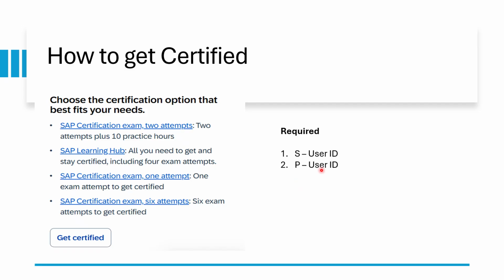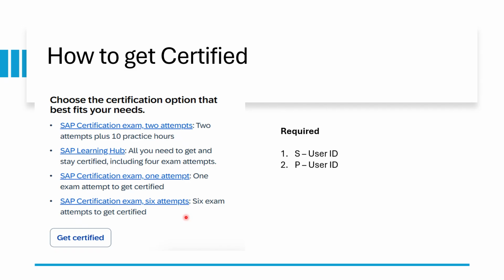You create your P user ID, you create your account, then you go to one of the options, you buy any attempts, you add to your shopping cart, then you do the payment. The payment options also differ region to region. It might be credit card or any other payment options, okay?